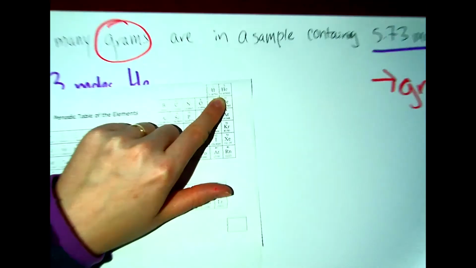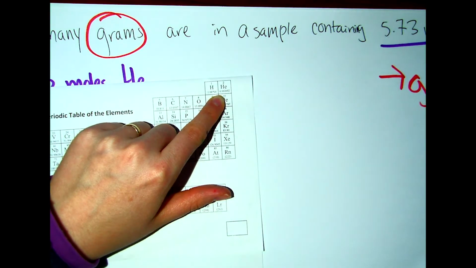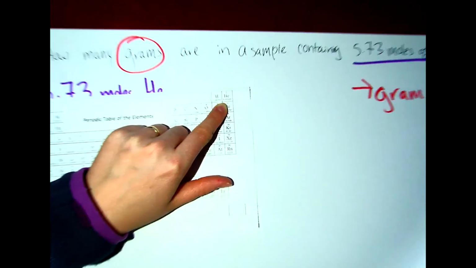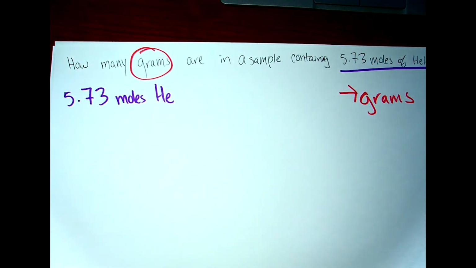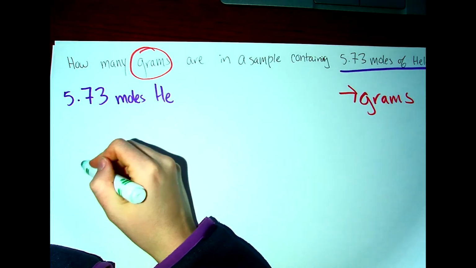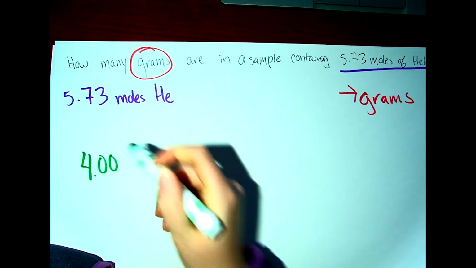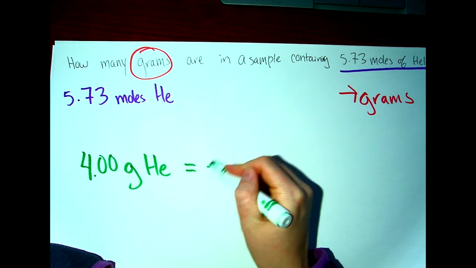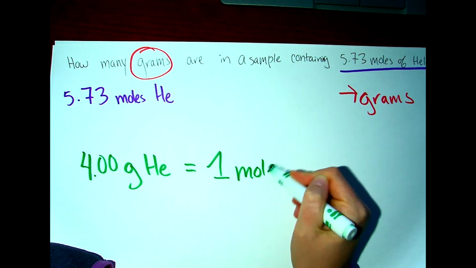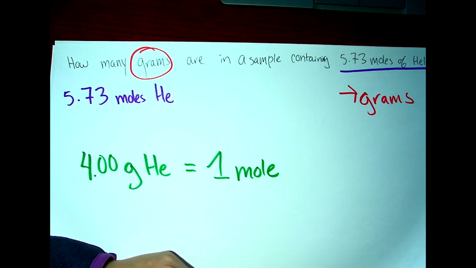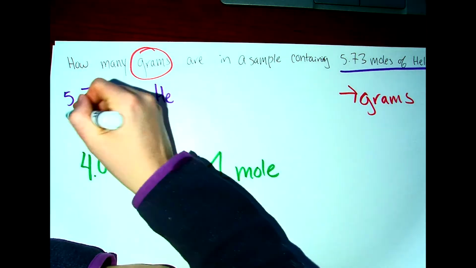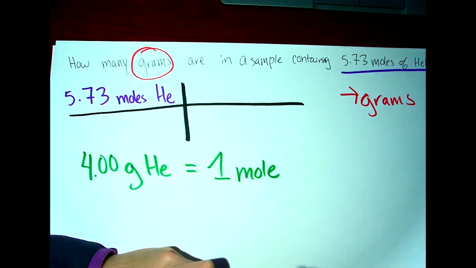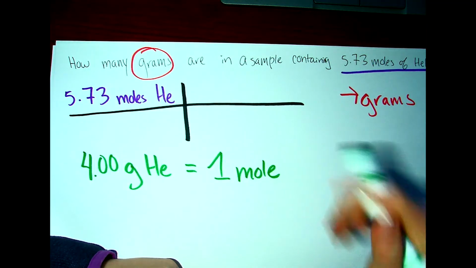Zoom in a bit for you there, but it is listed at 4.002602. We're going to go ahead and call that 4. So that means that our conversion factor would be that 4.00 grams of helium equals 1 mole. That's the relationship between atomic mass and the mole on the periodic table. So we'll set up the rest of our problem and see where we need to put this information.